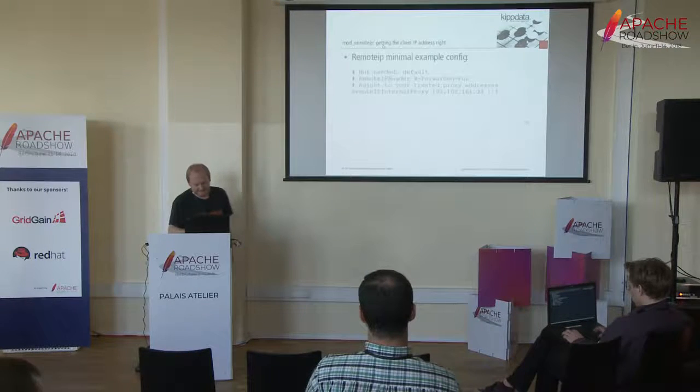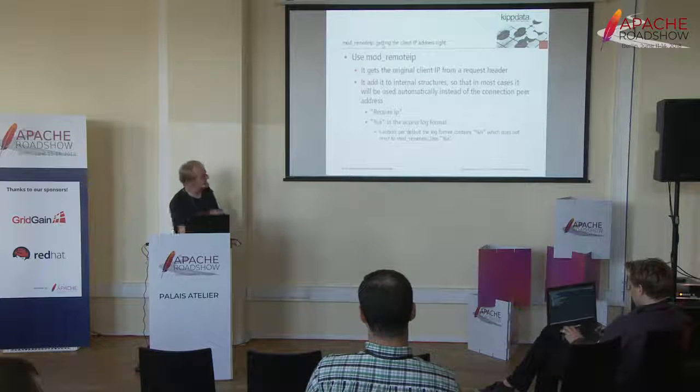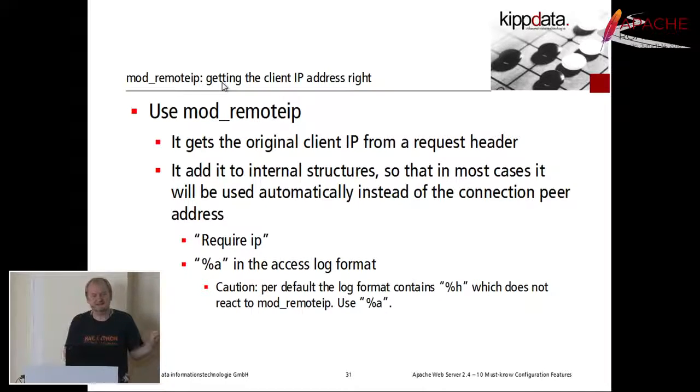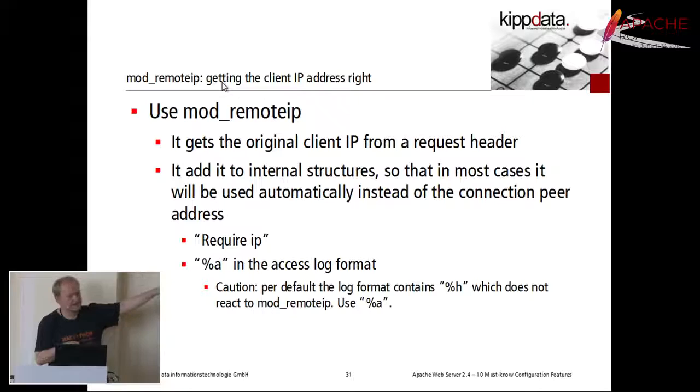Okay, and what I forgot to say, but I had it on the slide, the pattern in the access log format is %a for address. The default access log format has a %h for the hostname of the client. %h means it writes the IP address if no hostname resolution is active, which is the default. If hostname resolution were active, it would write the resolved name of the client. But %h doesn't have the remote IP logic inside, so %a is the right pattern to use. %h only tries to resolve, and only if you activate resolution, not by default.